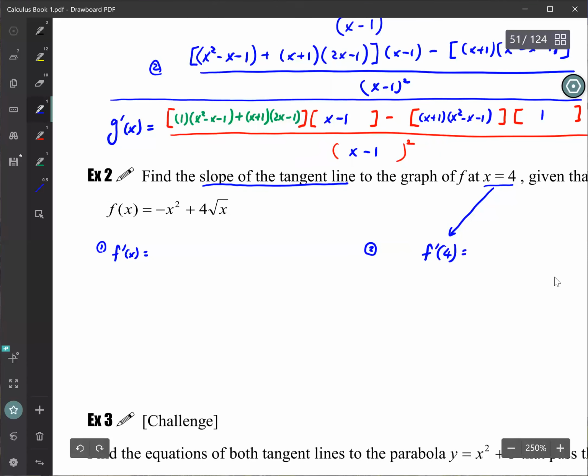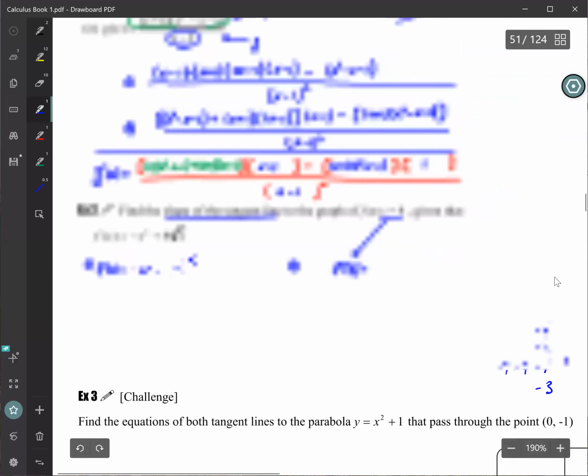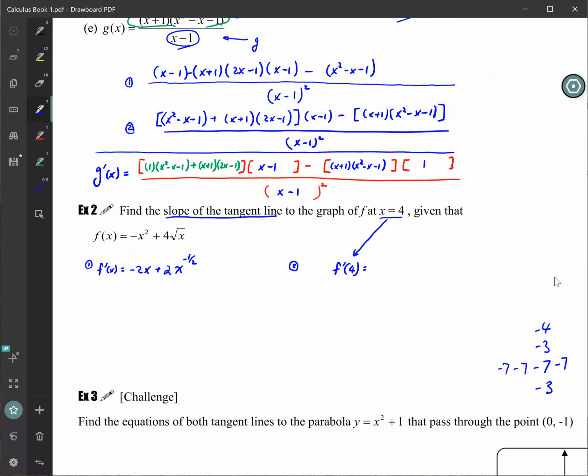How did you get the derivative? I just used the rules. I don't really know which one, but in the end, I got -2x plus 2x to the power of -1/2. Okay, yeah, that's good. It's the power rule. You just apply the power rule to both terms. Then after that, we just plug in the 4, right? So it should be pretty straightforward. Any questions about the prime?